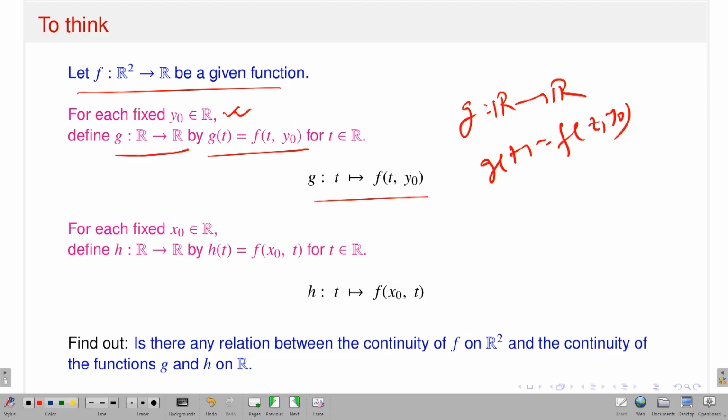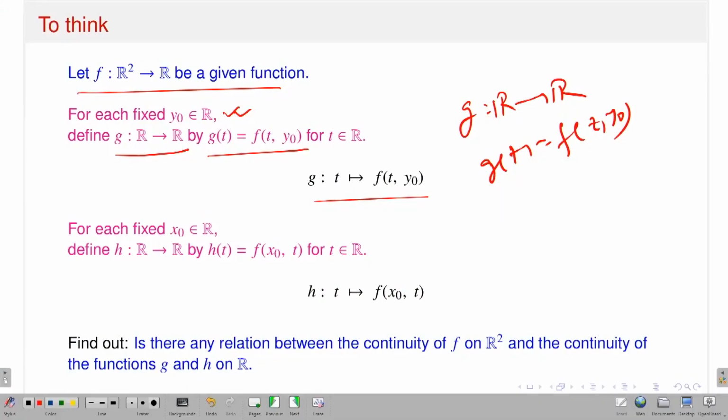So, therefore, given a function f from R2 to R, fixing a point y naught, define a function g from R to R, a real valued function of a real variable, where g of t is nothing but f of t comma y naught.